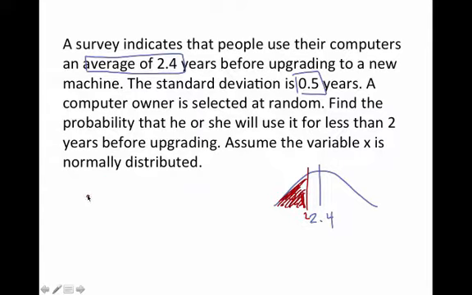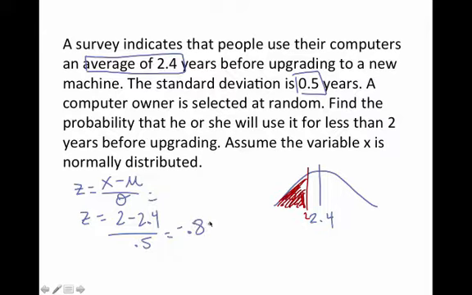So we have our sketch, and the next thing we want to do is calculate the z-score for this x variable. Well, the formula for that is x minus the population mean divided by the standard deviation. This formula converts x values into standard normal curve values. So we're going to do 2 minus 2.4 divided by 0.5, which is negative 0.80. So in a standard normal curve, this value right here would be negative 0.8.